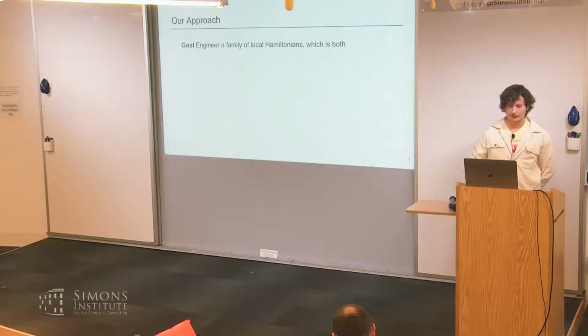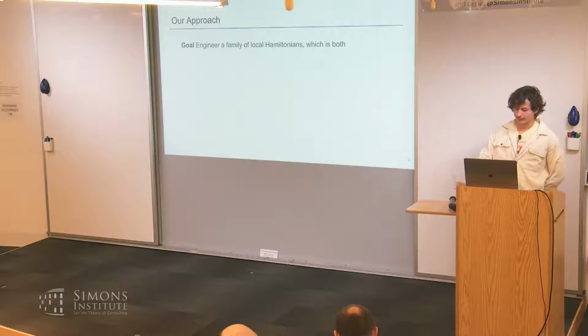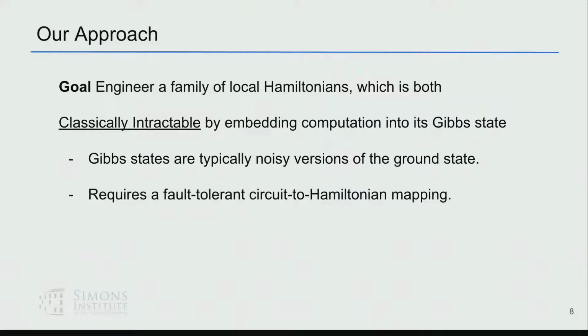Great. So to give a rough outline of our approach, the basic premise will be to engineer some family of local Hamiltonians which is classically intractable by embedding some hard quantum computation into its Gibbs state. This already poses the key challenge because, in a sense, Gibbs states are understood to be thermally noisy versions of the ground state, and yet typical ways to embed circuits or quantum computations into Hamiltonians do so by embedding it into their ground states. So whatever embedding we choose will have to be in some form noise robust.